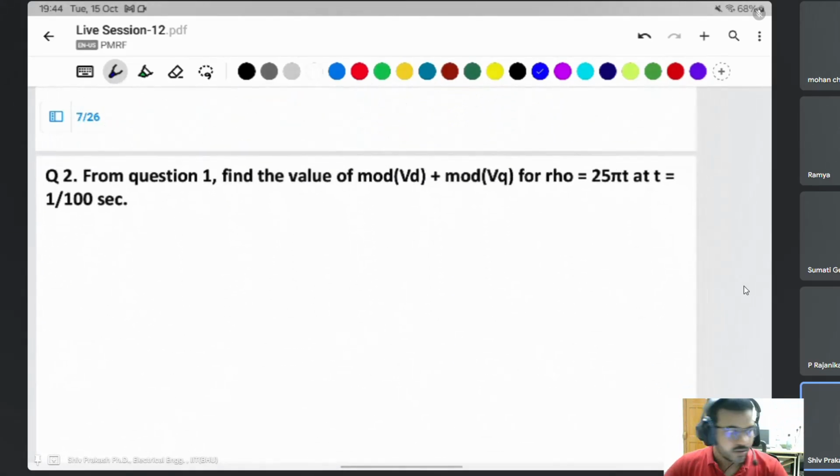The next question: from the same question, find the value of mod D plus Q, where the angle rho is given as 25 pi t, and t is also given as 1 by 100.